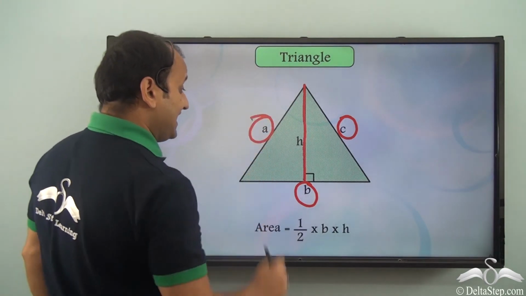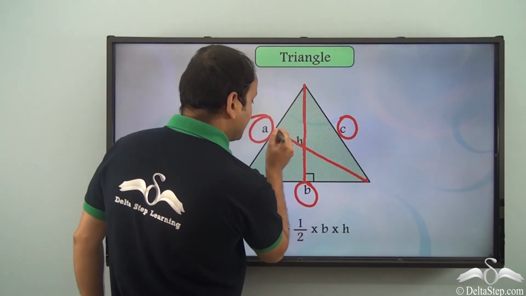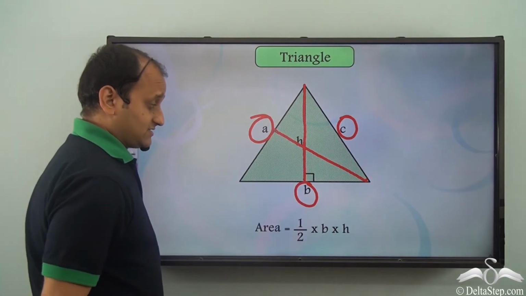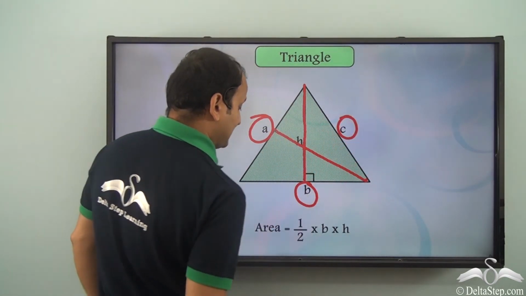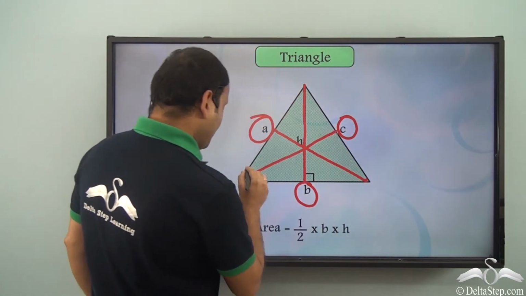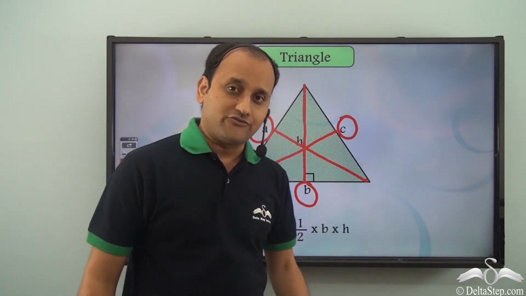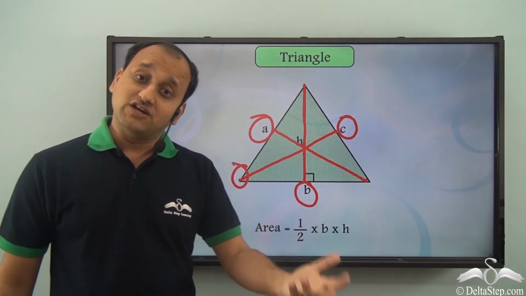So if you consider A as the base, then you will have to drop a perpendicular from this particular vertex. While if you take C as the base, then you will have to drop a perpendicular from this particular vertex. So always you drop the perpendicular from the opposite vertex of the base.